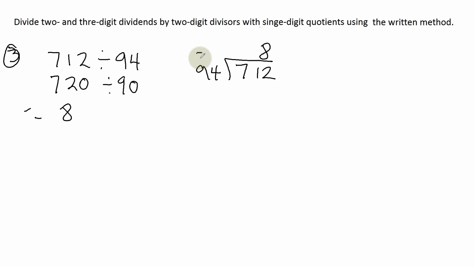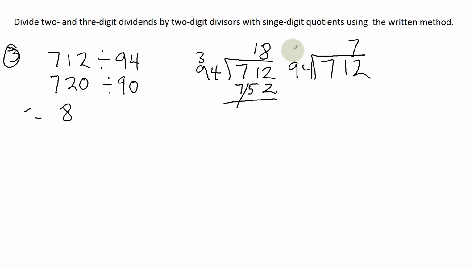8 times 4, 32. 8 times 9 is 72, plus 3 is 75. And we can see right away that we are attempting to subtract more than our dividend. Therefore, this problem is not going to work. So we're now going to have to go back and redo it, but this time lower our quotient, our estimated quotient, by 1, down to 7.